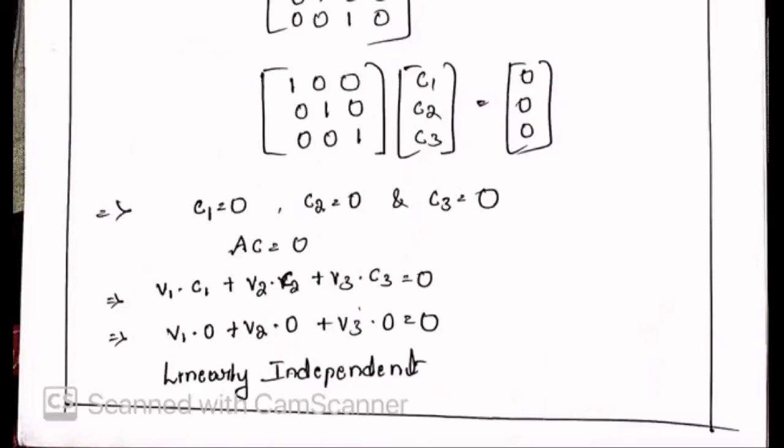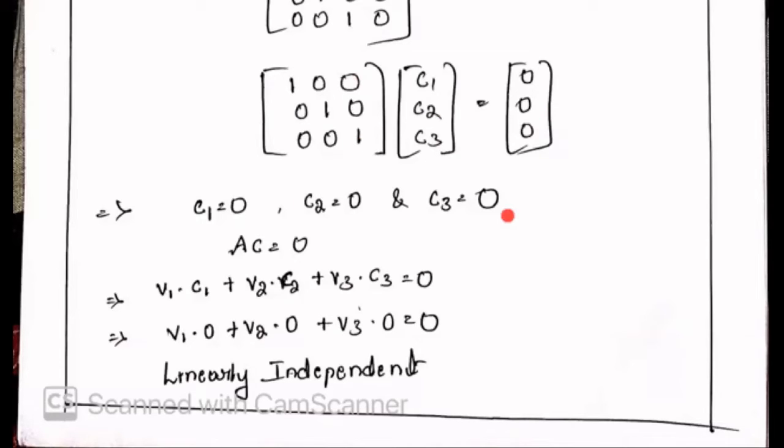Now you observe this. After reduction, I got the identity matrix: 1 0 0, 0 1 0 and 0 0 1, with the constants C1, C2, C3. If you multiply this, what is the first equation? In the first row, you get C1, and the other two elements are 0, so C1 is 0. In the second row, C1 is 0, C2 is 1, C3 is 0, so C2 is 0, and C3 is 0.